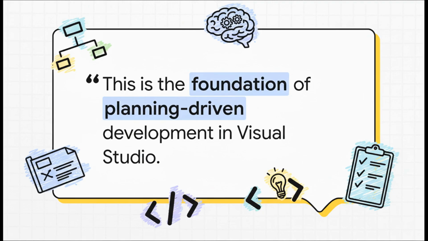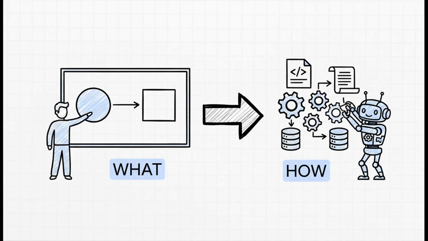And make no mistake, the team at Microsoft sees this as way more than just a cool new feature. I love this quote from Riya Patel, the product manager on the team. She says, "This is the foundation of planning-driven development in Visual Studio. It's not an add-on, it's a new foundation." And that foundation is building towards a future that they're calling intent-driven development. The whole idea is that our jobs shift a little bit. Instead of focusing on writing every single line of code, we focus on defining the what, the high-level goal, our intent. And then we let a smart AI agent powered by a system like this handle the how.